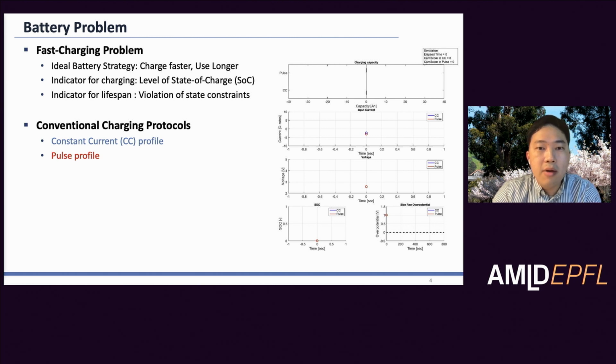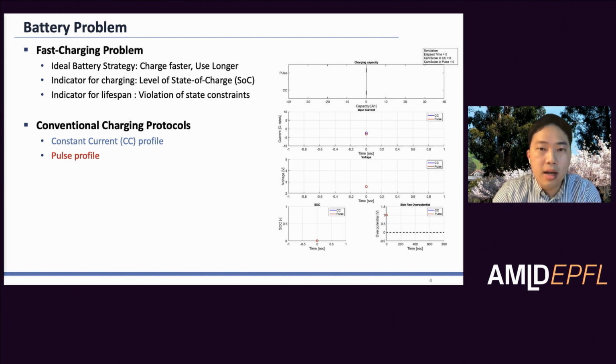So in this talk, I will introduce what the battery charging problem is in the context of optimal control problems and reinforcement learning. The ideal usage of a battery, as I said before, is that we want to charge faster and use it longer. That is the ideal battery strategy. To do that, as an indicator for fast charging, we use the level of state of charge, which is the amount of lithium concentration on the anode side. And as an indicator for lifespan, or state of health, we set the violation of state constraints.